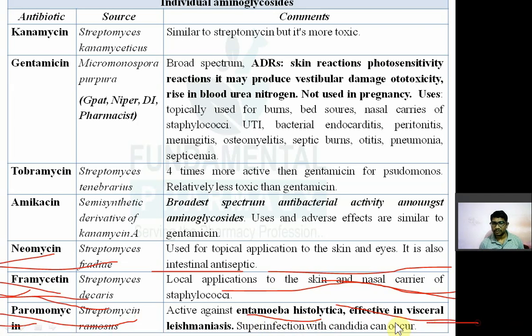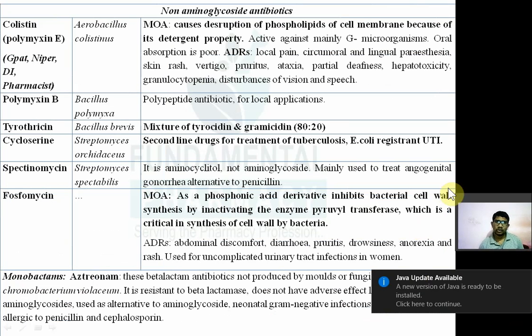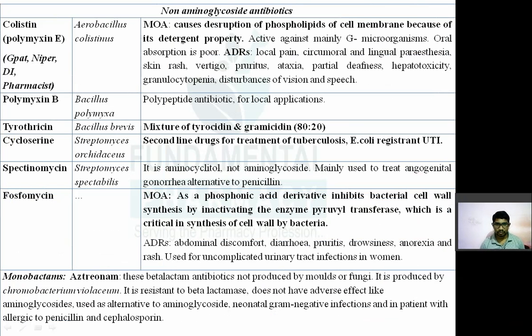Now non-aminoglycoside antibiotics. They are not aminoglycoside antibiotics, but the mechanism of some of them is similar to that. The first one is colistin or polymyxin E, obtained from Aerobacillus colistinus. Remember, polymyxin E is also known as colistin.